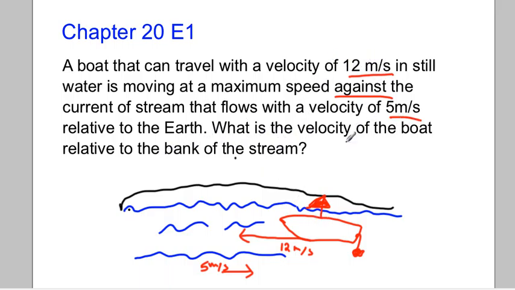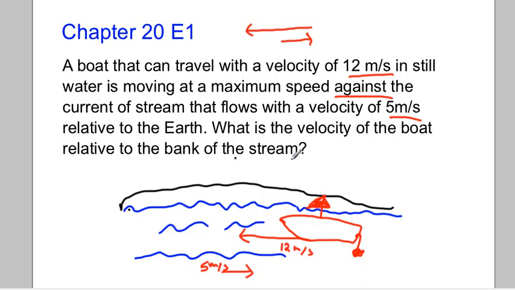So it's going 12 meters per second in the water, not relative to the bank. In the water, it's going 12 meters per second. It's just going as fast as it can. That's what its propeller is shooting out at. The stream, though, is saying, well, I'm going this way. The boat is going in the stream. So the current's going to push against the boat, and we have to subtract those two vectors. Okay, so we have 5 this way. We have 12 this way.